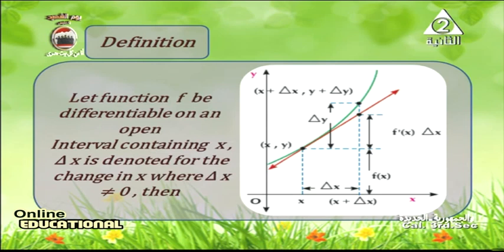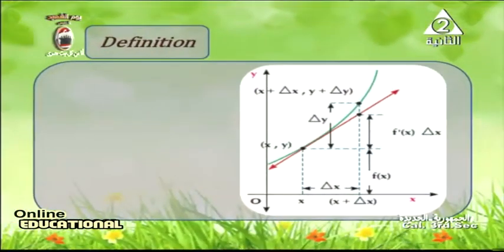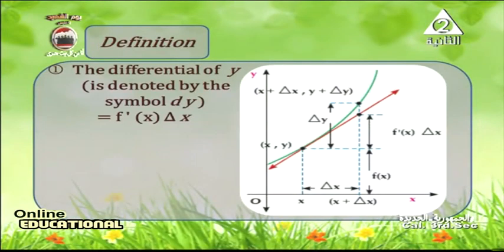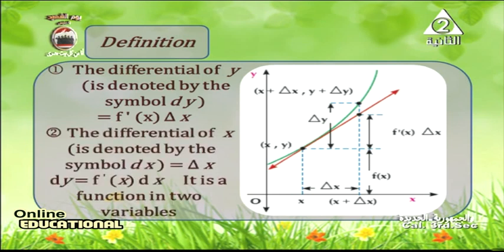Let the function f be a differentiable function on an open interval containing x and delta x. Delta x is denoted for the change in x, where delta x doesn't equal 0. Then the differential of y is denoted by the symbol dy. dy equals f dash x delta x, and the differential of x is denoted by symbol dx.